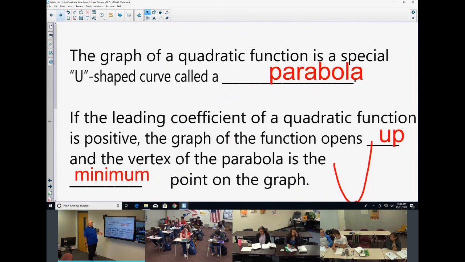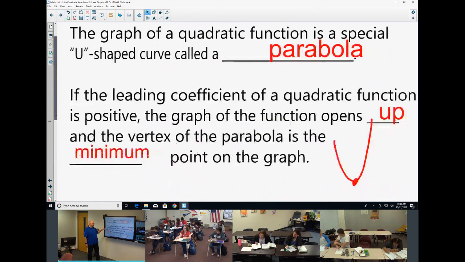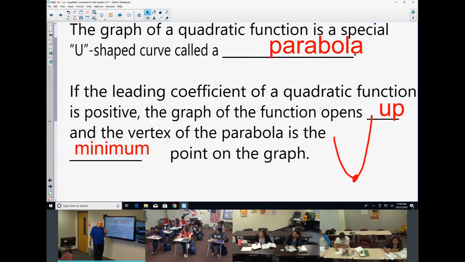So the graph of a quadratic function is a special U-shaped curve called a parabola. If the leading coefficient of a quadratic function is positive, the graph of the function opens up, and the vertex of the parabola is the minimum point on the graph. So this vertex here is the minimum value if the parabola opens up.